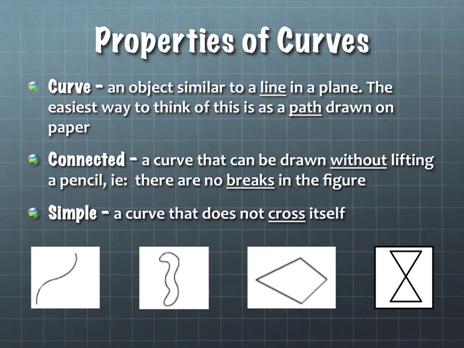All right, go ahead and draw these 4 figures on your paper if you would. And what we're going to do is we're going to label them in terms of their description. Are they connected, are they simple, and are they closed? That's our question for each of them. So draw them first, and then we'll answer those questions second.